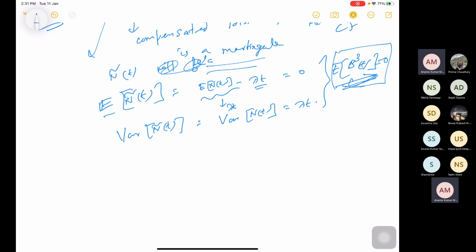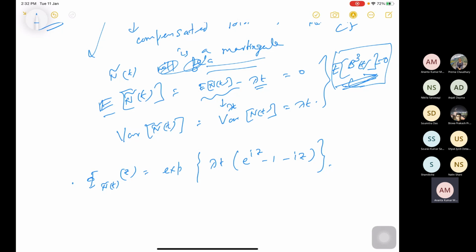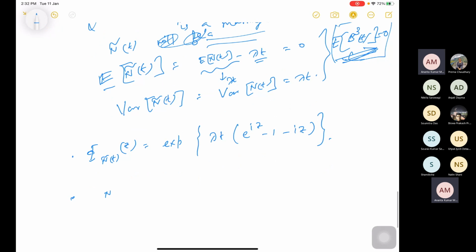And then what will be the characteristic function? You check yourself. Phi of N tilde t at the point z is given by the exponential of lambda t times (e to the power iz minus 1 minus iz). Okay, check yourself, because you know how to define the characteristic function of a process, and from there you calculate. Use the definition N tilde t equals N_t minus lambda t, and from there you will get it. Okay, so another important thing: N tilde is not a counting process.